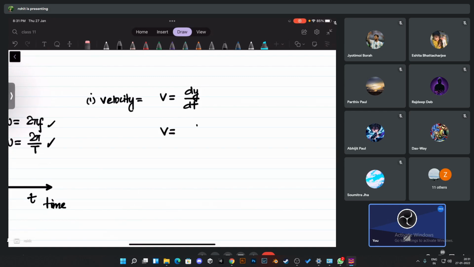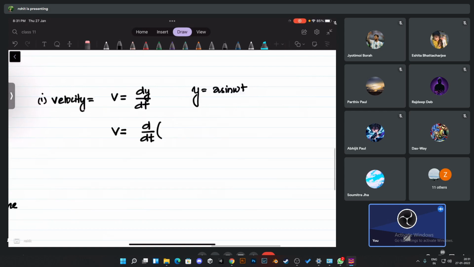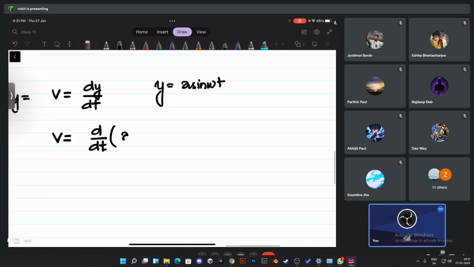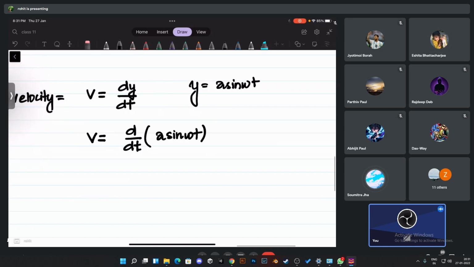v equals what? Differentiation with respect to time. Change of position with respect to time. But position I've already written, a sine omega t. So I'm going to write it back here: a sine omega t. Now you are going to identify what is constant here.